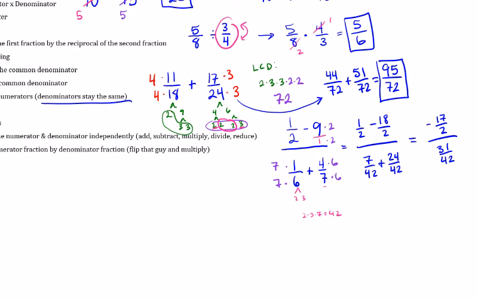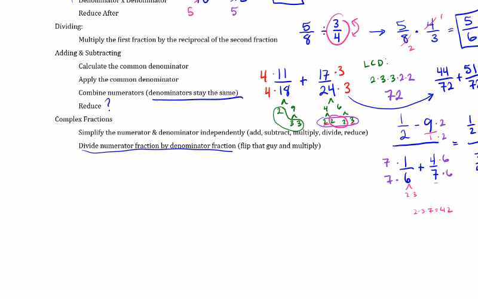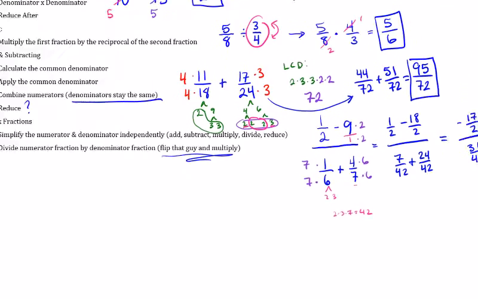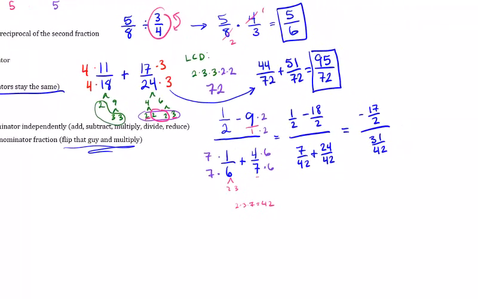All right. So we simplify the numerator, simplify the denominator. Now we're going to divide the numerator fraction by the denominator fraction. It just turns into the same thing as dividing before: I'm going to flip that guy and multiply. So I'm going to take this numerator, negative 17 over 2, and multiply by the reciprocal of the denominator. So I'm going to flip that guy: 42 over 31. Then we're going to reduce.